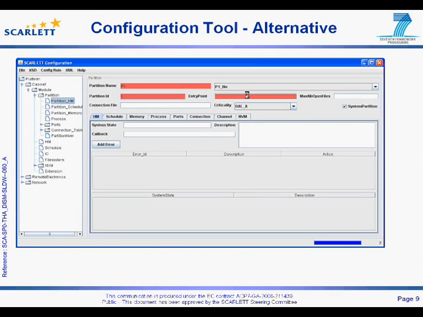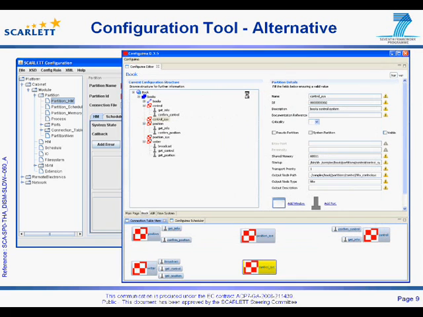Alternative interfaces for ARINC 653 based configuration are under development. The new interfaces focus on graphical means to support the design process. The new interfaces are based on the Eclipse framework.